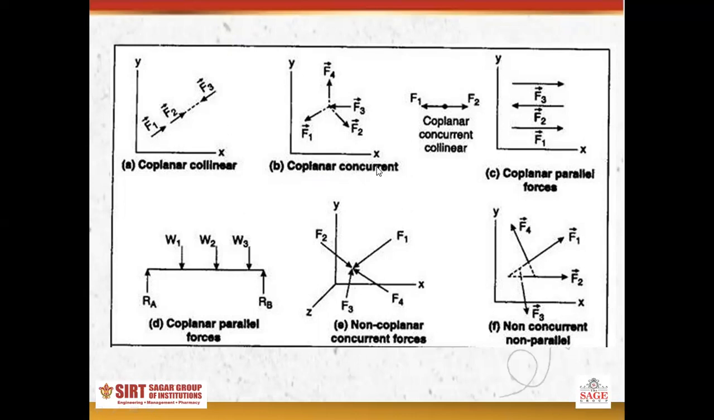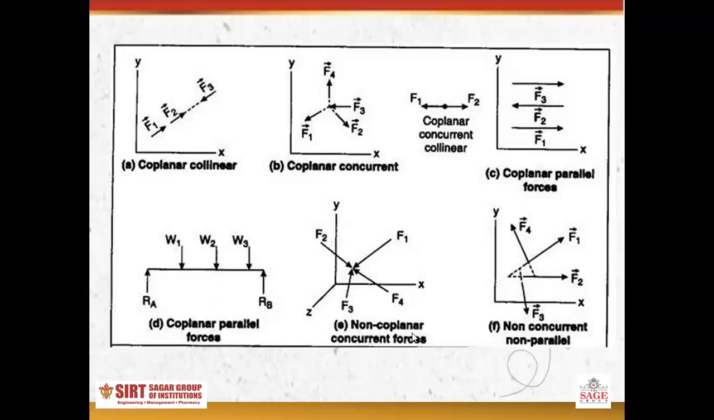Similarly, this is the concurrent forces. That means all the forces are acting at a point, a single point. Here you can see that coplanar means the plane is the same, concurrent means both the forces are acting at a point, and collinear means the lines of action of the forces are the same. That means coplanar, concurrent, collinear forces. Here you can see that they are parallel forces, but the direction is opposite. That means unlike parallel forces. Here is another example of parallel forces.